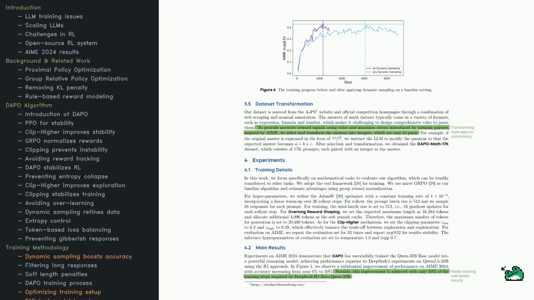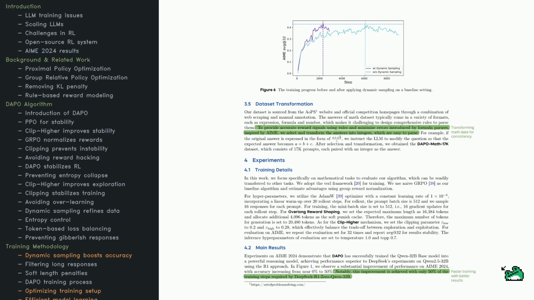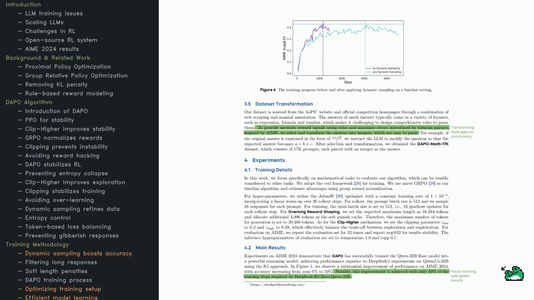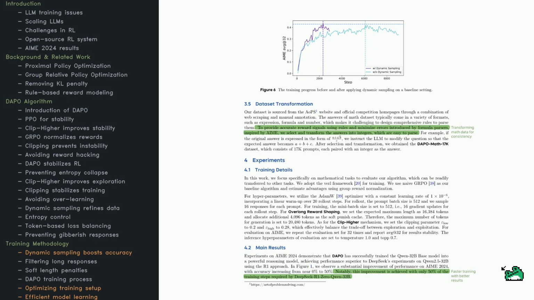The training uses AdamW, a well-known optimizer, with a batch size of 512. The model samples 16 responses per prompt for more variety. Clip-higher is carefully tuned so the model explores enough, but remains stable. Overlong reward shaping also comes into play, setting maximum token lengths and applying a soft penalty when the model goes too far.